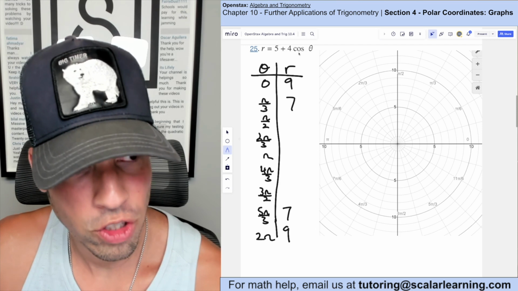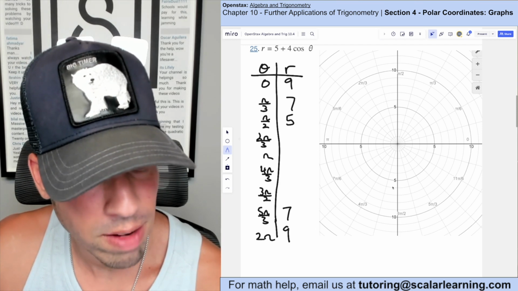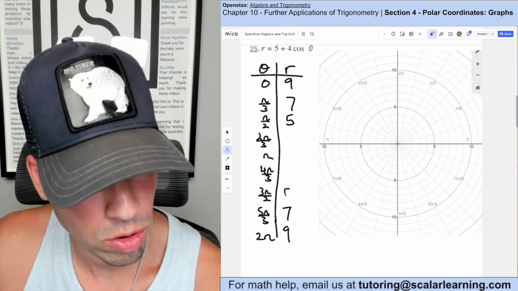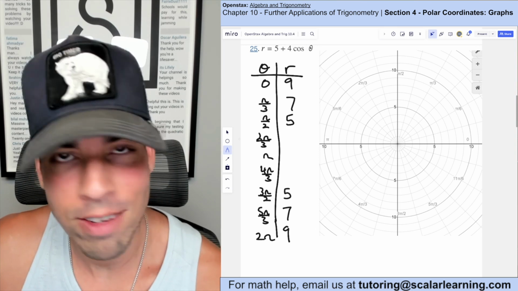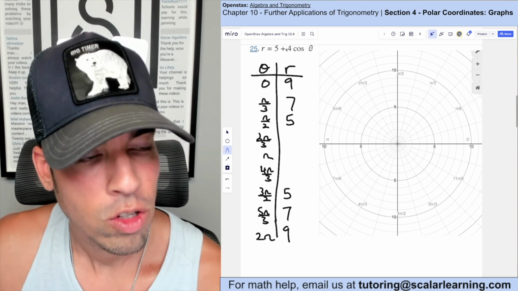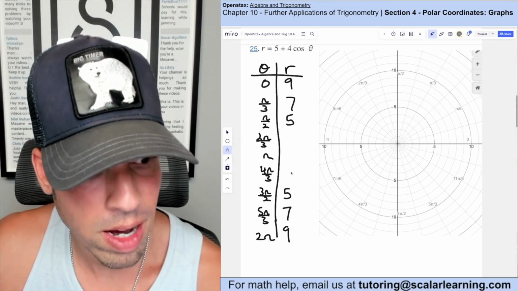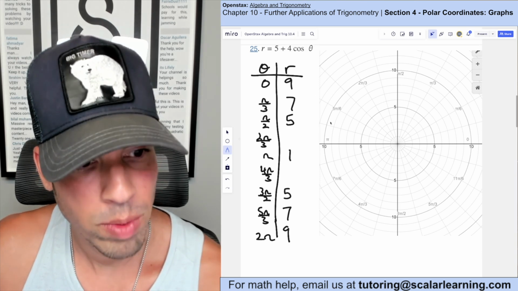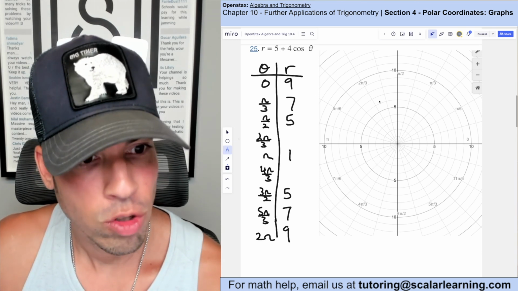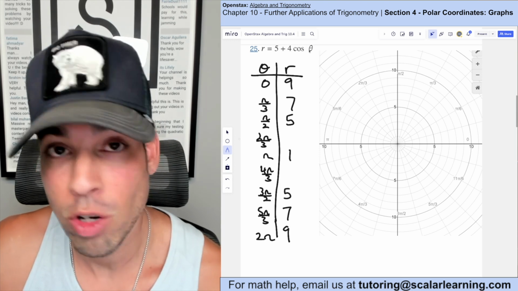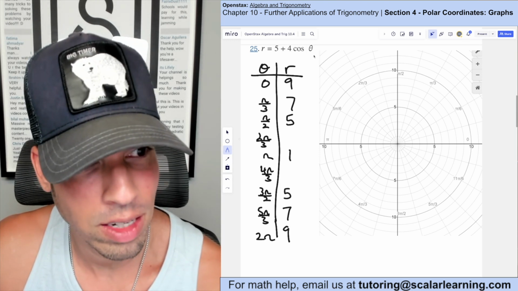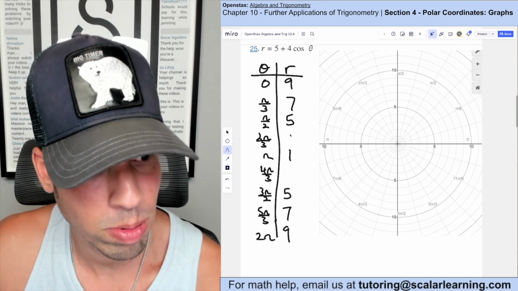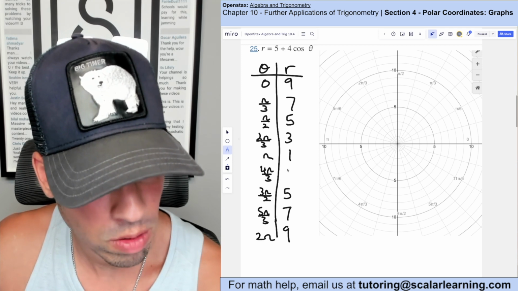Cosine of pi/2 is 0, so 5 plus 0 is 5. Just like 3 pi/2 is 0, so that's also going to be 5. Cosine of pi is -1. So 4 times -1 is -4, plus 5 is 1. And then we got 2 pi/3. So 2 pi/3 is in the second quadrant. Cosine is negative there, so that's -1/2 times 4 is -2, plus 5 is 3. Same with 4 pi/3.